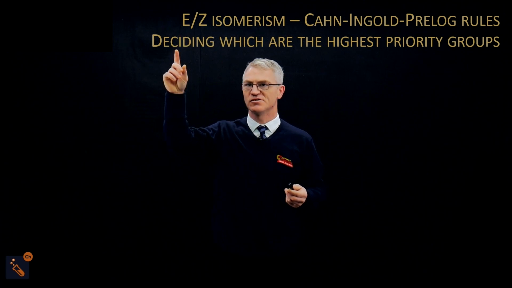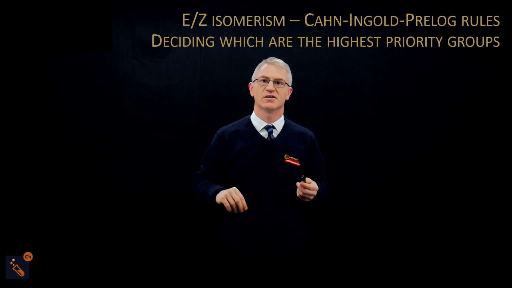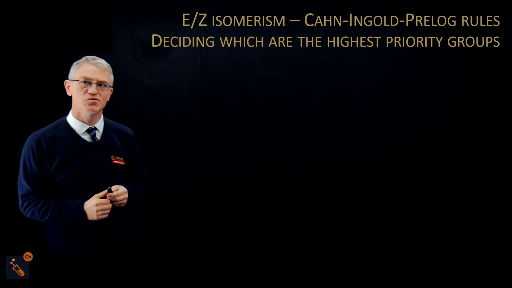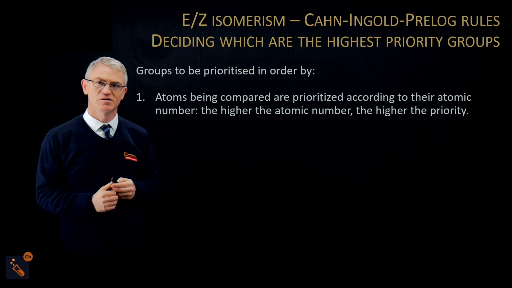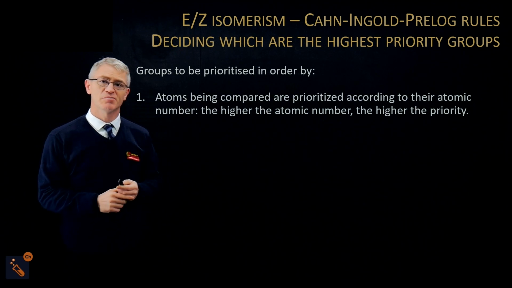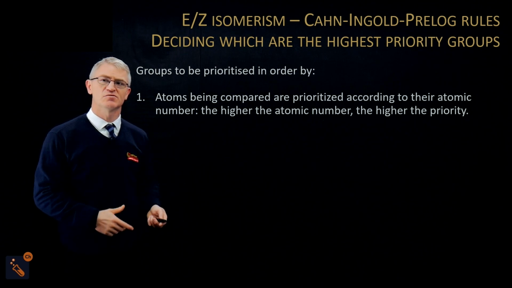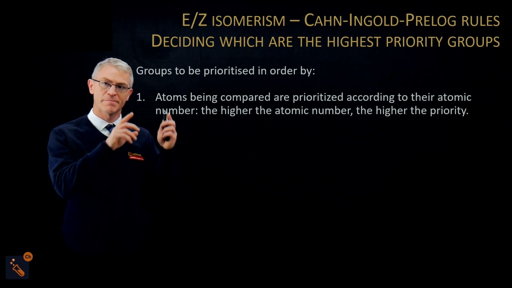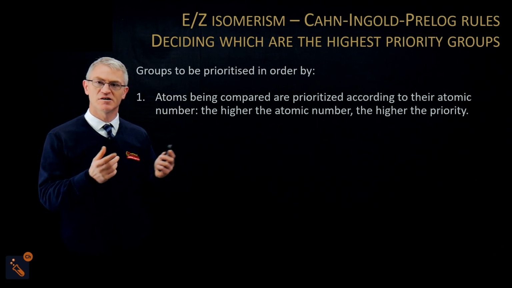You don't have to do cis-trans, you've got to do EZ. So that kind of gives you an indicator, so it's really, really important. Now, the rules set down by these people were that the atoms being compared are prioritized according to their atomic number. There are lots of these rules, but we've gone over the most simple ones because they're the ones you actually need in your exam. So the higher the atomic number, the higher the priority.